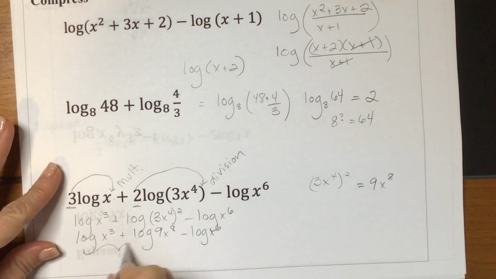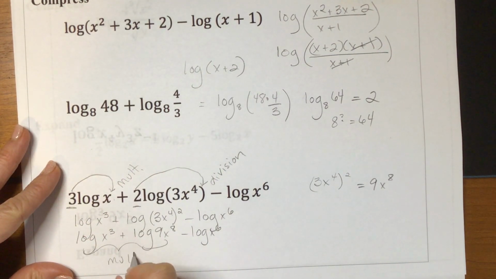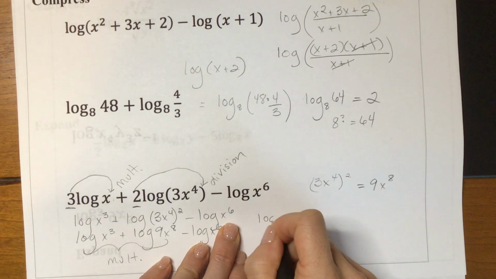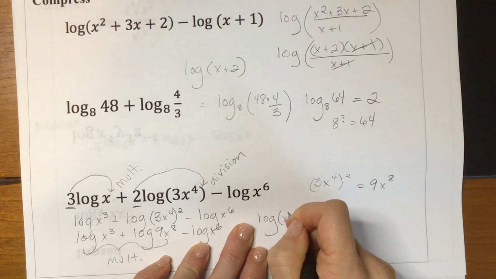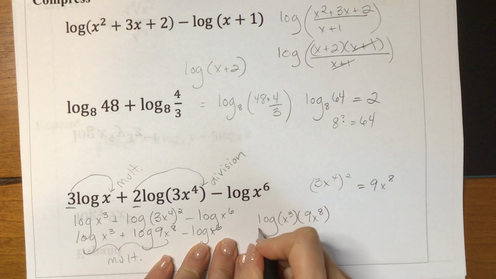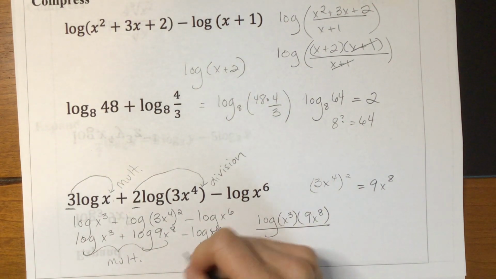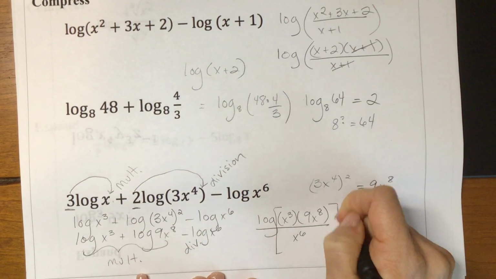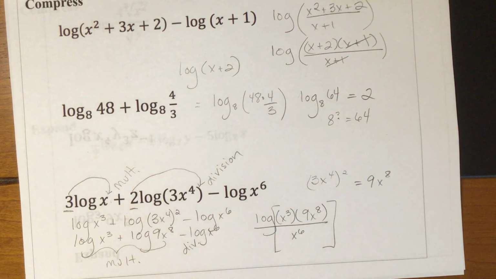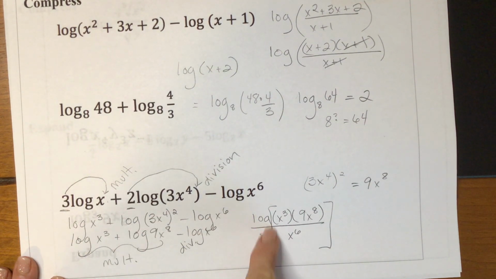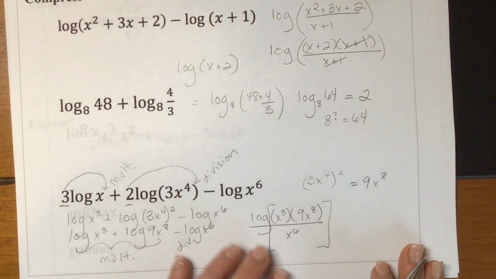And now this represents multiplication, and then this is division. So I go in order. I'm going to have log of x cubed times 9x to the 8th, all of that over, because here's my division, x to the 6th. Notice I didn't rewrite log, because it's everything that it's log of. So multiplication, division. I'm not going to have an extra log for the denominator.